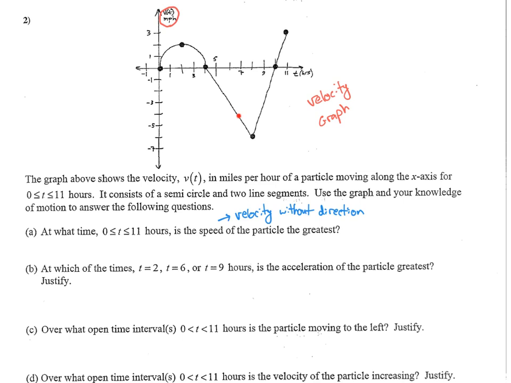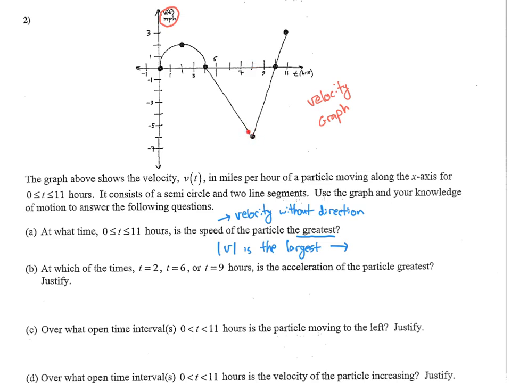So then with that in mind, the speed of the particle is the greatest probably at the point where, whether you care about positive or negative, you have the sheer largest number. We're looking for where the absolute value of the velocity is the largest. And that occurs at one specific time value. It occurs way over here. Looks like at t equals 8.